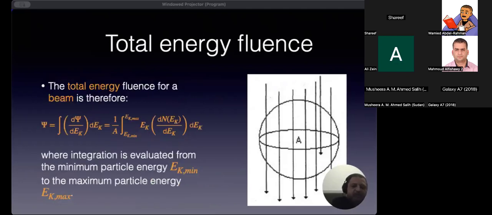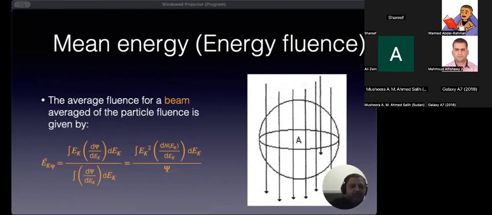Now, the total energy fluence is just the integral of the energy fluence density. We integrate it over all energies from the minimum energy of particles to the maximum energy of particles. And we can now calculate the mean energy in a different way, using the energy fluence.